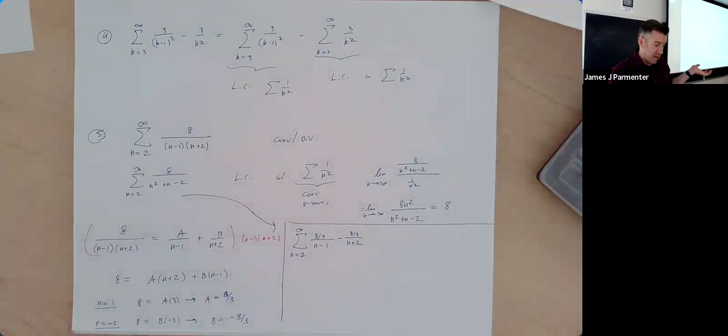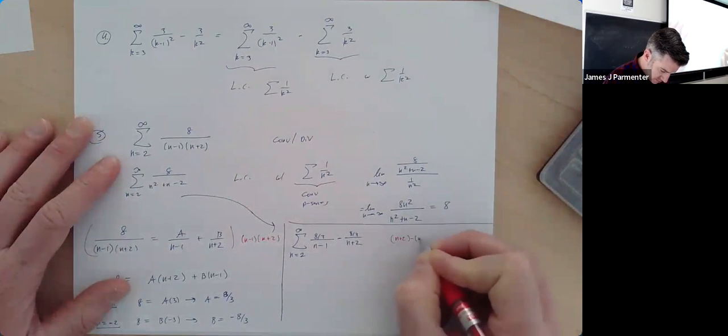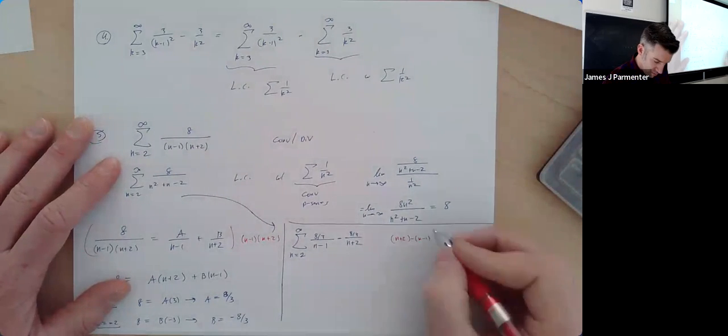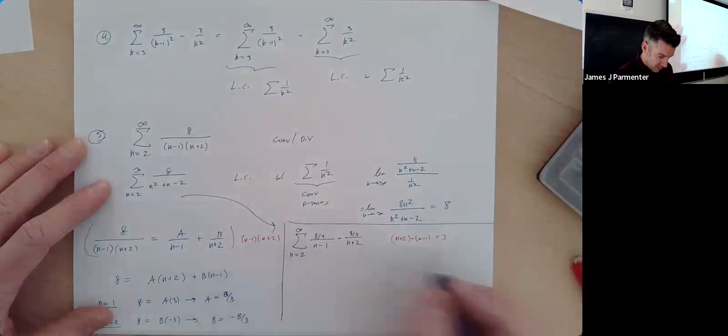Right. Literally, if you subtract them, n plus 2 minus n minus 1, the n's cancel and you get 2 minus minus 1, which is 3, which means we're going to need 3 terms. You'll see it if you write it out, but it's good to know what to expect. So we start writing things out.